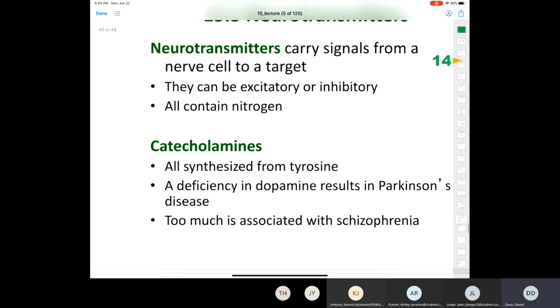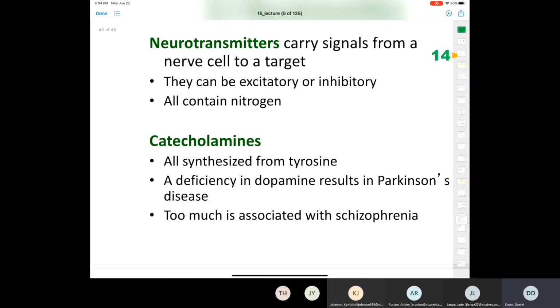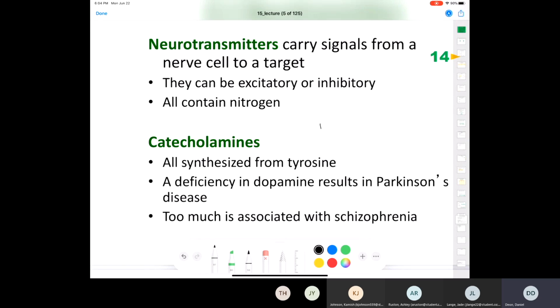All right. Neurotransmitters carry signals from a nerve cell to a target. They can be excitatory or inhibitory, and they all contain nitrogens. A type of neurotransmitter is synthesized from the amino acid tyrosine, which I mentioned earlier on. I can draw the structure of tyrosine here for you if it helps you out, which it probably will. And I'll draw it as an uncharged molecule. This is tyrosine. I always tell my students you can memorize it because it looks like a tire swing.